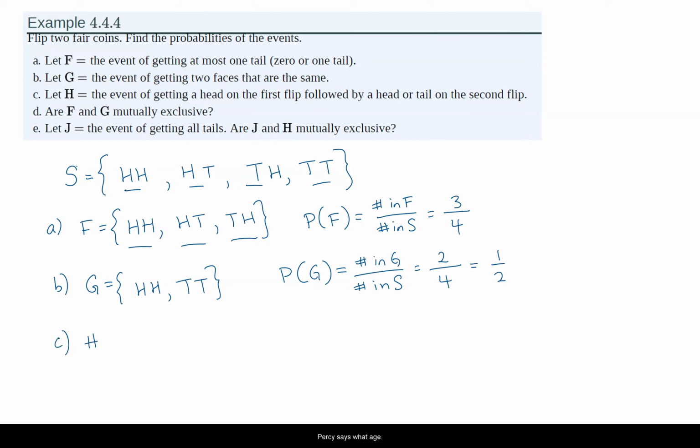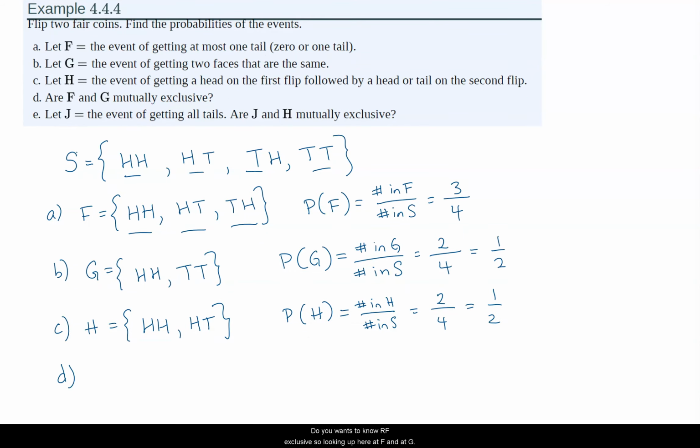Part C says let H be the event of getting a head on the first flip, followed by a head or tail on the second flip. So we have a head on the first flip, a head on the second flip, or a head on the first flip, a tail on the second flip. And same idea, calculating probability of event H, number of outcomes in H over number of outcomes in S. S still has 4, nothing's changed for S. H, now we have 2, and probability of H is 1/2.